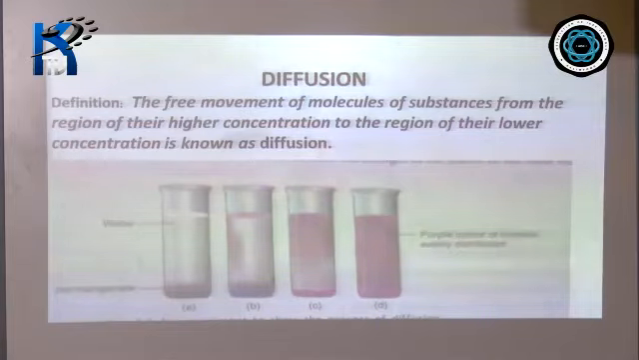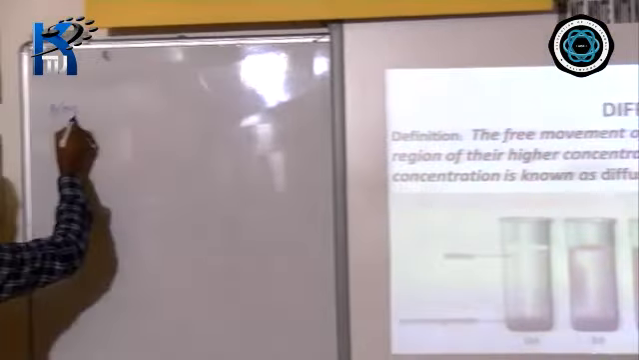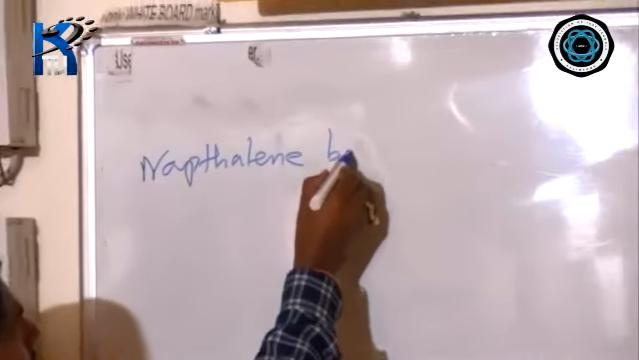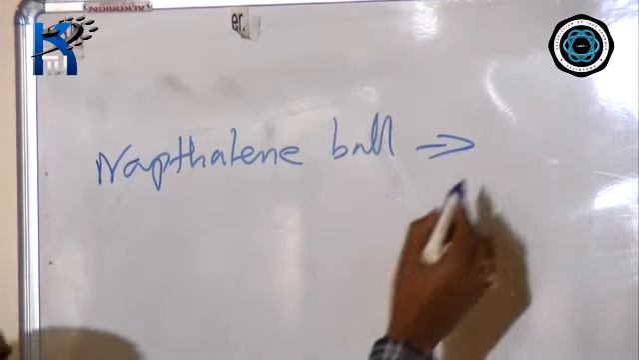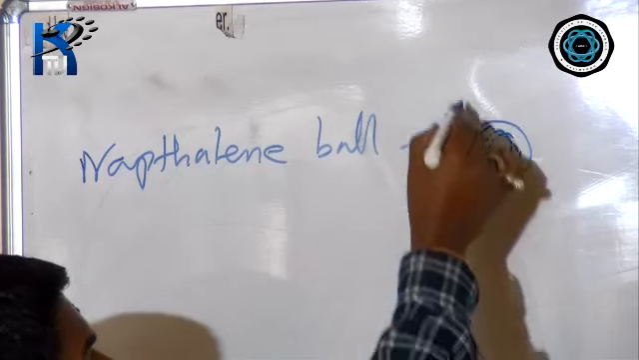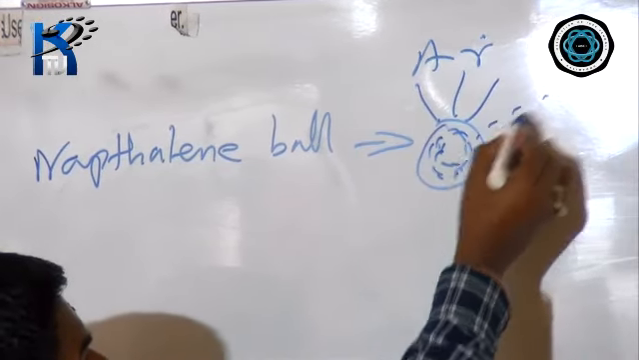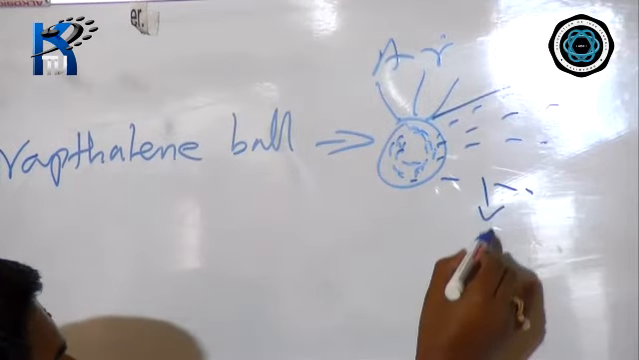This diffusion may take place in solid, liquid and gas. Suppose, for example, I take a naphthalene ball. When you just take it out from the packet, the molecules are concentrated. When it comes in contact with air, what will happen? The molecules start diffusing.